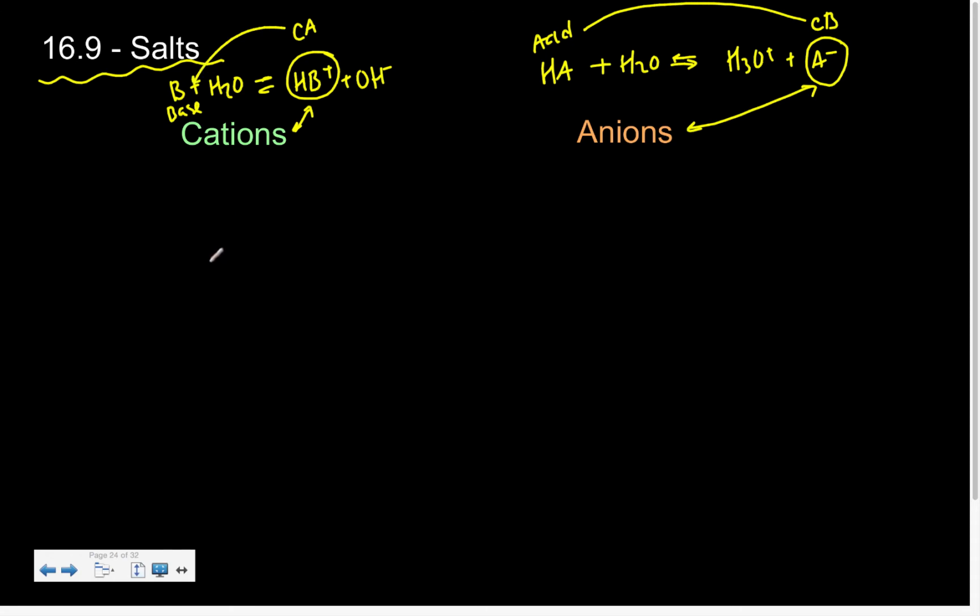Anytime we have a salt, it's going to be composed of a cation and an anion, and we need to think about where those species come from. For example, if I have a compound like NaCl, let's analyze my anion first. The chloride ion is the conjugate base of what acid? It is the conjugate base of hydrochloric acid, which is a strong acid.